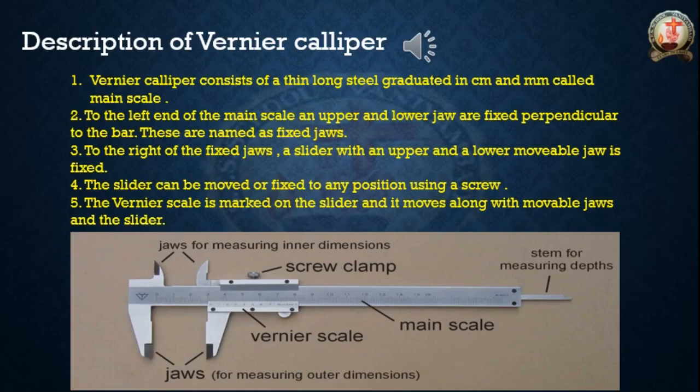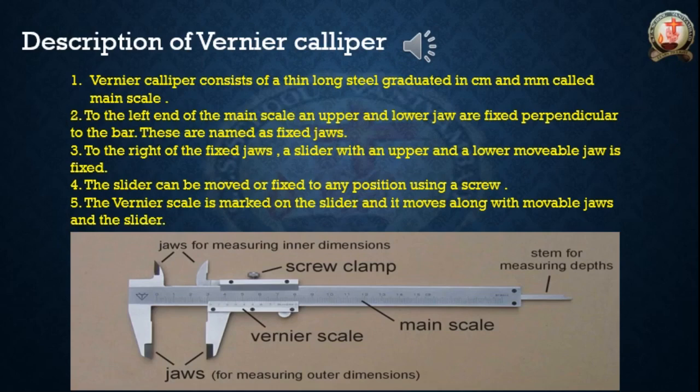Then third point is, to the right of the fixed jaws, a slider with an upper and a lower movable jaw is fixed. Already we know, at the left end of the main scale, two jaws are there, that is the two fixed jaws. So to the right of the fixed jaws, a slider with an upper and a lower movable jaw is fixed. So on the right side of the fixed jaws, two more jaws are fixed. What is that? The two jaws' name is movable jaws.